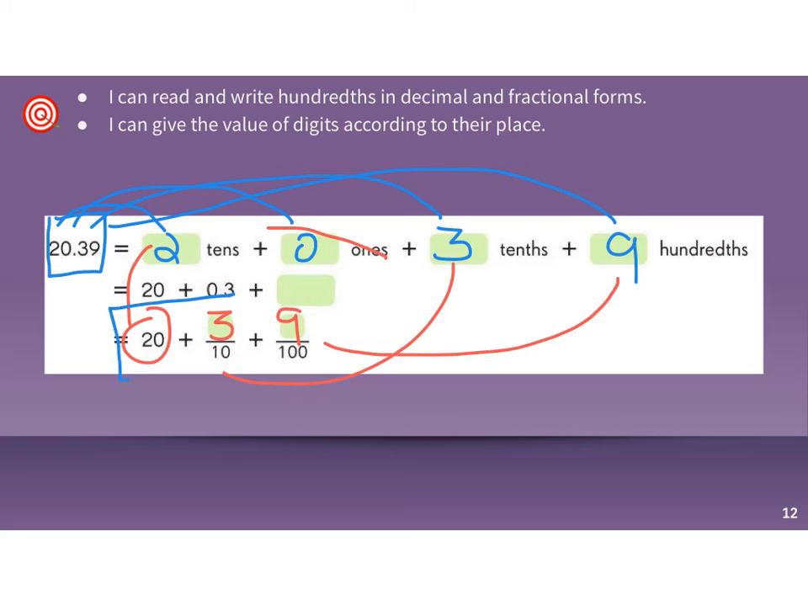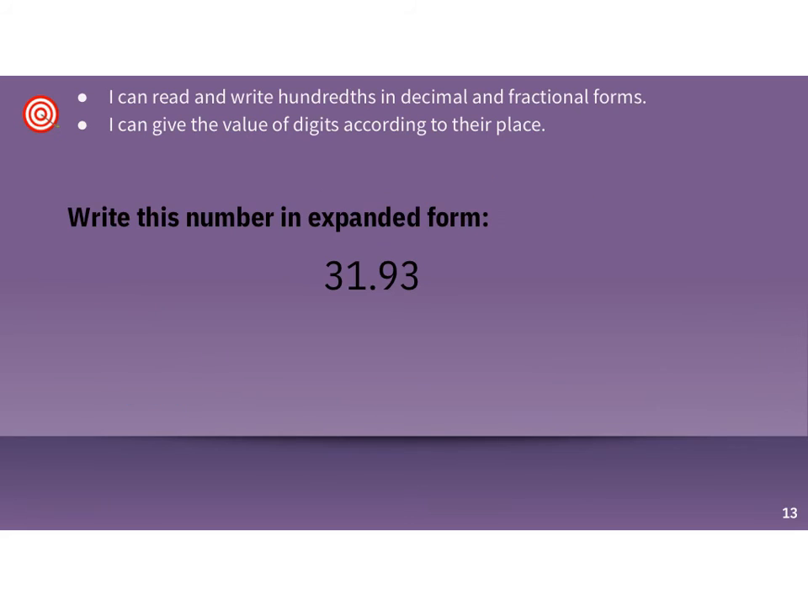So in expanded form, we would say 20 and 39 hundredths is equivalent to 20 plus 3 tenths plus 9 hundredths. I've broken apart each of the places and looked at the value of each place. You do the same here. Write this number in expanded form. So pause and do that. Come back and check.